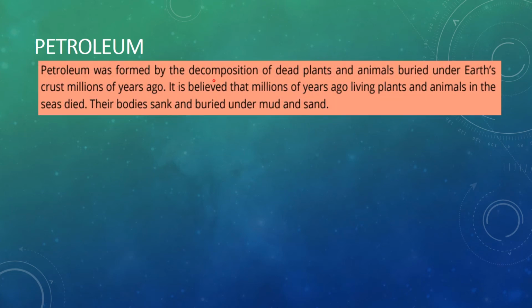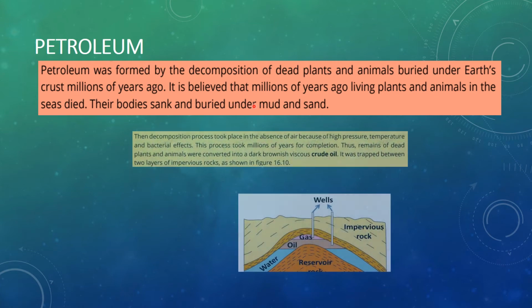Petroleum was formed by the decomposition of dead plants and animals buried under the earth's crust millions of years ago. It is believed that millions of years ago, these living plants and animals in the seas died, and then their bodies sank and were buried under the mud and sand.